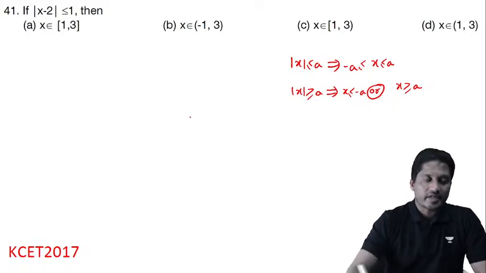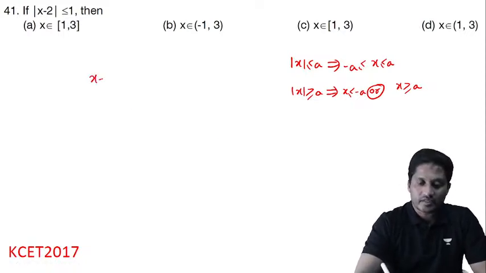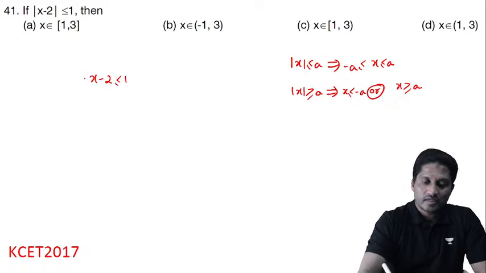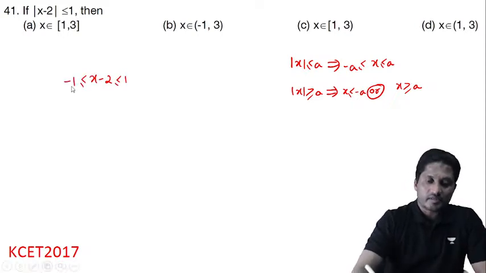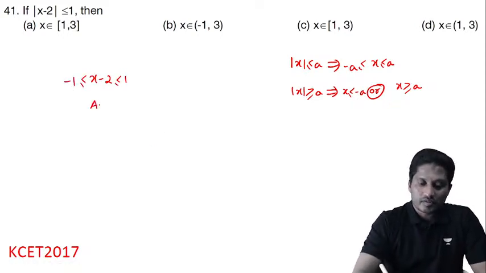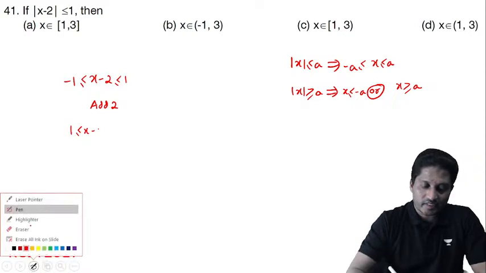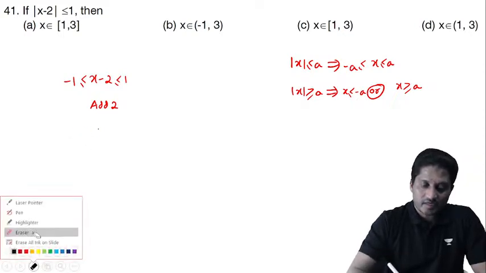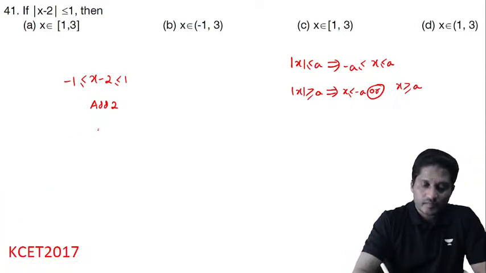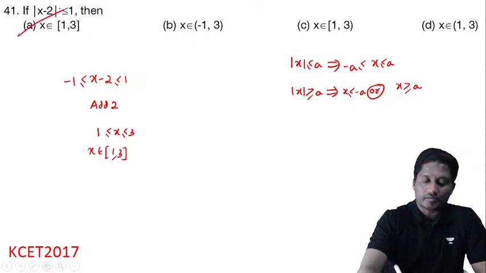Right, now mod of x minus 2 is less than or equal to 1, so x minus 2 is less than or equal to 1 and greater than or equal to minus 1. Add 2 throughout. So if I add 2, you will get 1 is less than or equal to x less than or equal to 3. So x belongs to the closed interval 1 comma 3. That's the answer, guys. Answer is option A.